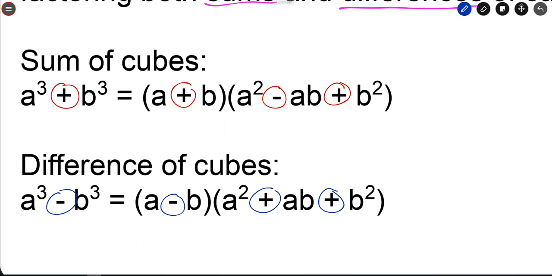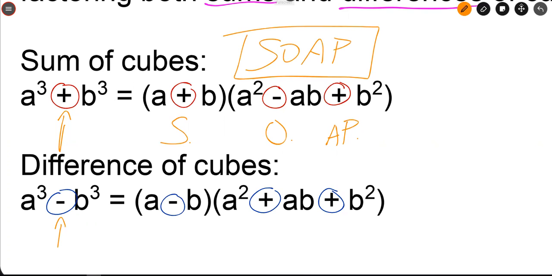There's a little way to remember that. If you just look at whatever your sign is, whether it's addition or subtraction for the sum or the difference, the first sign is always going to be the same. The second sign in the pattern is going to be the opposite. And the last sign is always going to be positive. So you've got same, opposite, and always positive. Or in other words, you've got SOAP.